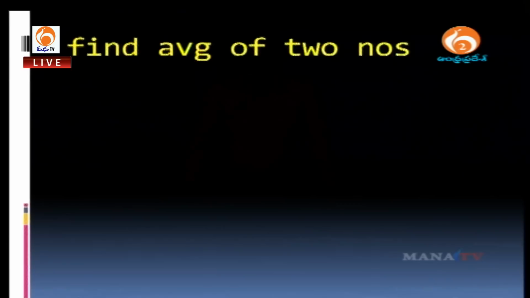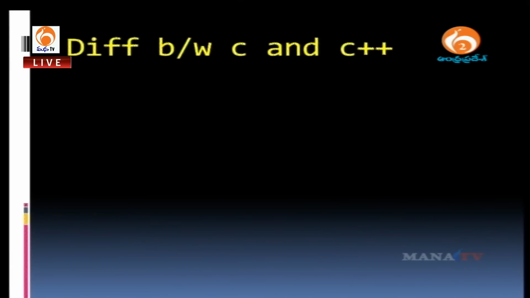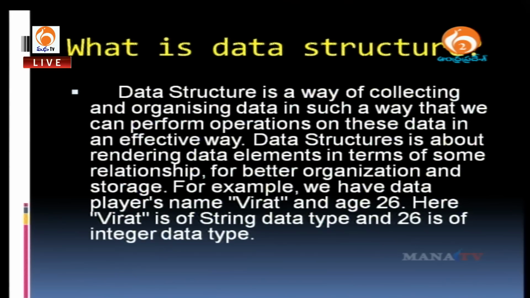Average of the two numbers, just try this one, and the difference between C and C++. Data structure. Arranging the data in a proper order is called data structures. You just remember that one. That is the definition of data structures.